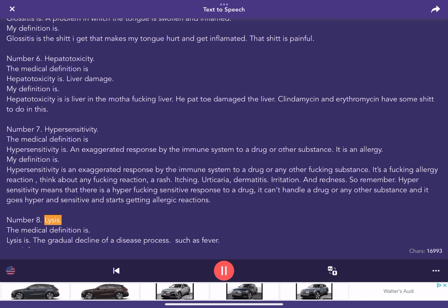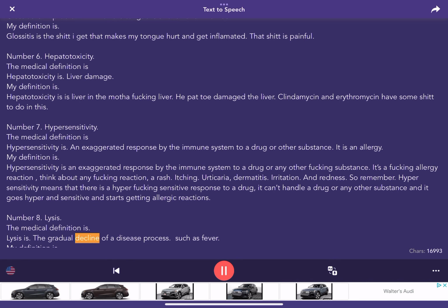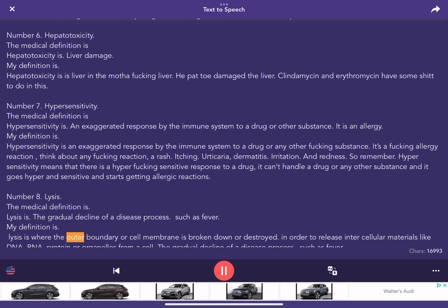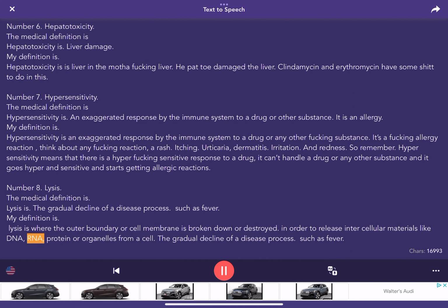Number 8. Lysis. The medical definition is: lysis is the gradual decline of a disease process such as fever. My definition is: lysis is where the outer boundary or cell membrane is broken down or destroyed in order to release intercellular materials like DNA, RNA, protein, or organelles from a cell. The gradual decline of a disease process such as fever.